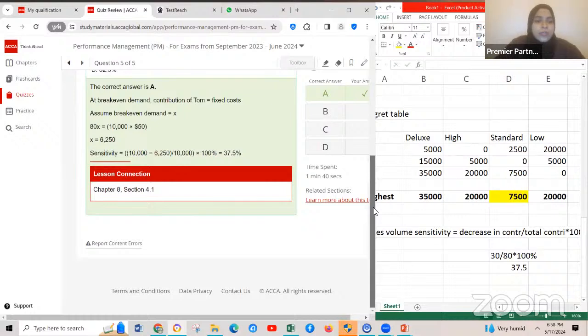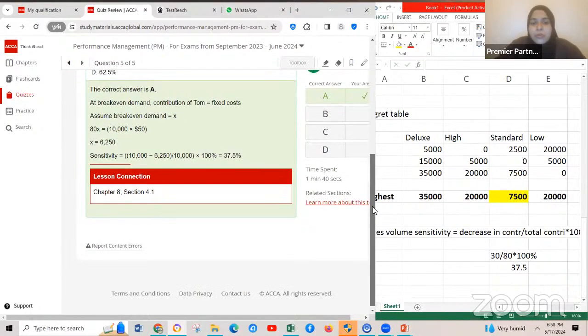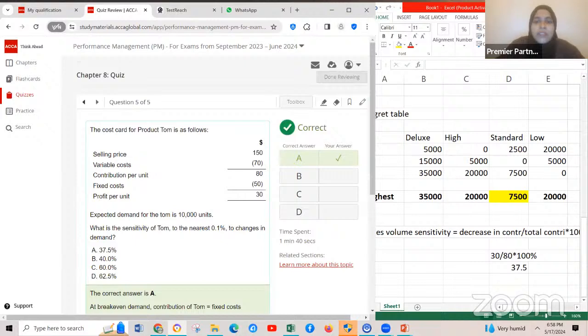You don't have to do it this way. They have taken the break even. Don't need to do that. You can simply do it this way. Just use those formulas.